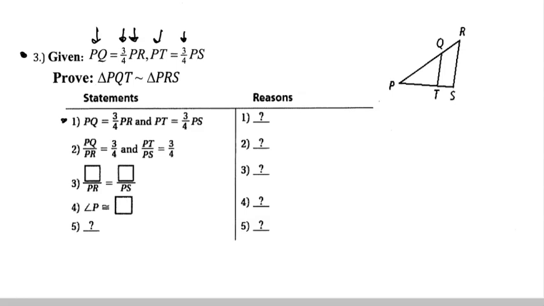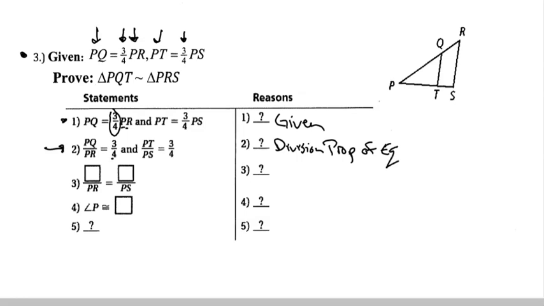Step one is the given. They say that PQ is 3/4 of PR. That's just given. Now, the goal here is we're going to get two different proportions equaling the same fraction so that we can use substitution. So right now I'm getting this 3/4 by itself. So how do you get rid of this PR if PR is being multiplied by 3/4? What would you have to do to both sides to get to this step? Division prop of equality.